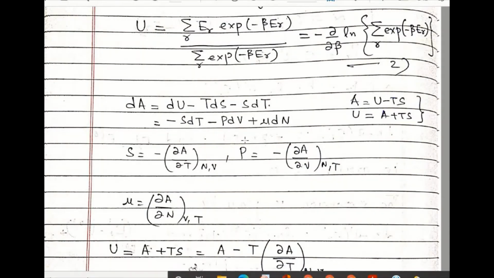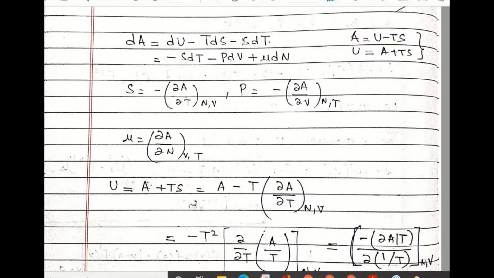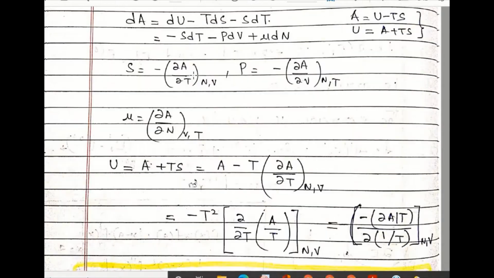Now, we know from our basic thermodynamic relations that the Helmholtz energy A is equal to U minus TS. So dA is equal to dU minus TdS minus SdT. Here U is the internal energy, and dU is TdS minus PdV, so when you substitute, the TdS terms go. You get dA equal to minus SdT minus PdV plus mu dN, where S, P and mu can be calculated from the Helmholtz free energy.